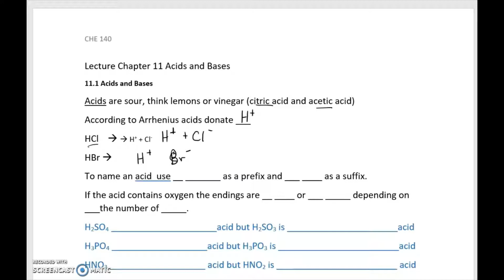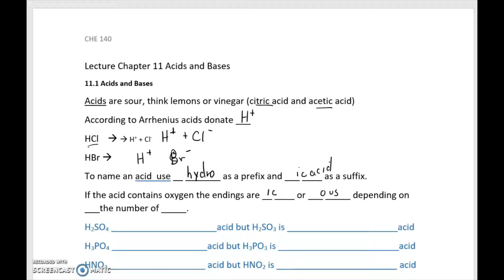bromide ion. To name an acid, we use hydro as the prefix and ic acid as the suffix. So hydrochloric acid is HCl. If an acid contains oxygen, then we get endings that are ic or ous, and it depends on the number of oxygen atoms.